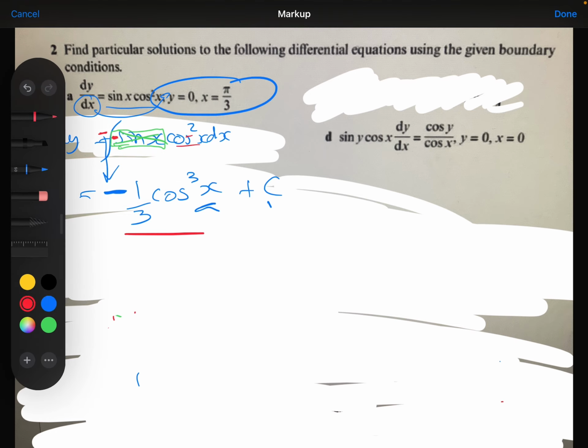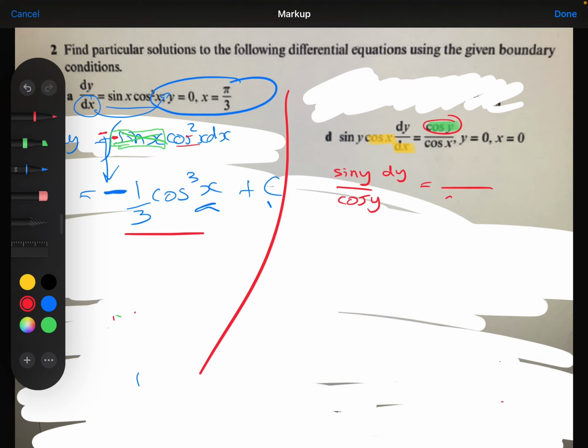Part D, question D. We're going to separate the variables, so the x here and here will move over to the right-hand side, and the y here will move over to the left-hand side. So that's going to give me the sine y will stay where it is, the dy stays where it is, and that cos y that was on the numerator over here, the green cos y, has moved to the denominator on the left-hand side.